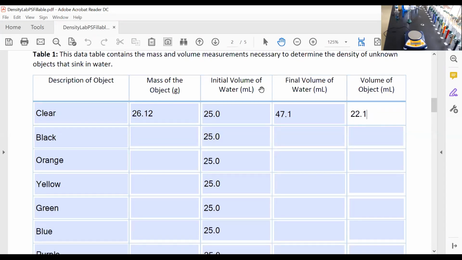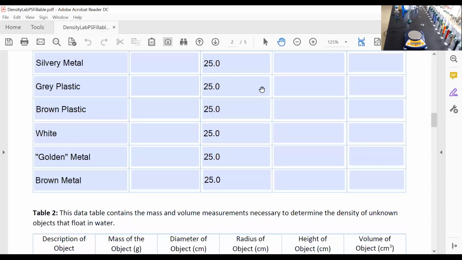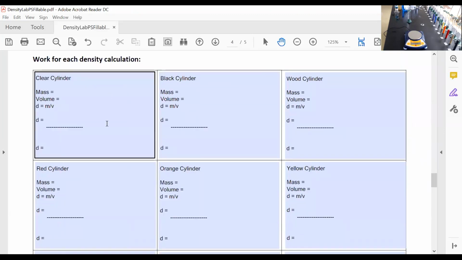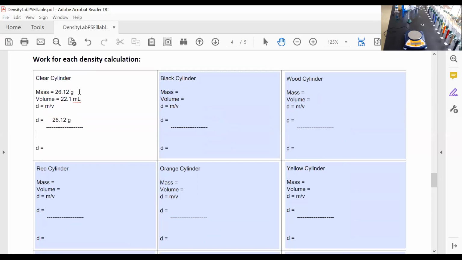So again, we're going to slide down to where our calculations are. And we're working right here in this first box with the clear cylinder. So we have 26.12 grams. We have a volume that is equal to 22.1 milliliters. Here is our equation for density. So now into the top part here, I'm going to type in 26.12 grams. Into the bottom part, I'll type in my 22.1 milliliters.